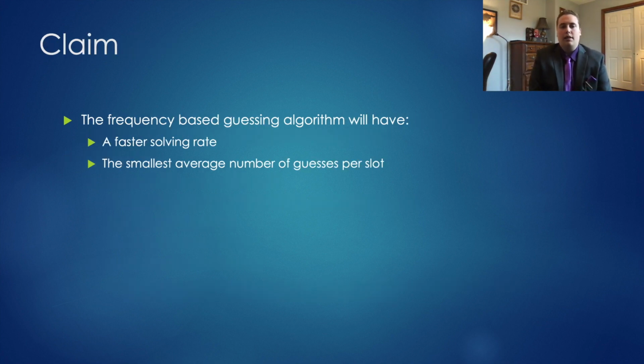So my claim was that the frequency-based guessing algorithm would have a faster solving rate and the smallest average number of guesses per slot. The reason I thought this was because it was really the only algorithm that was using probability and statistics to decide what guess to make, rather than just either randomly doing it or keeping it constant the entire time.